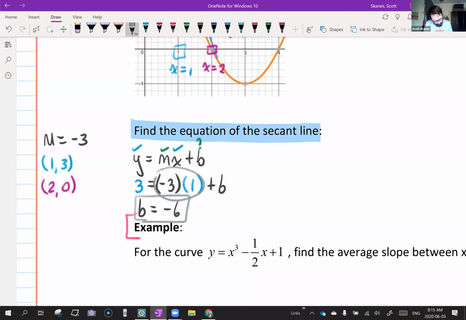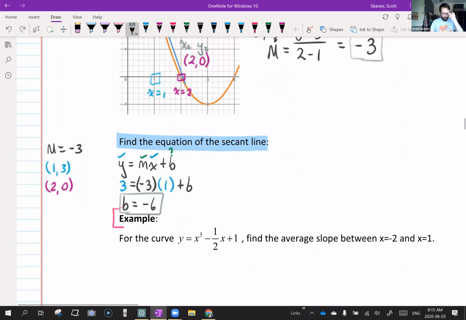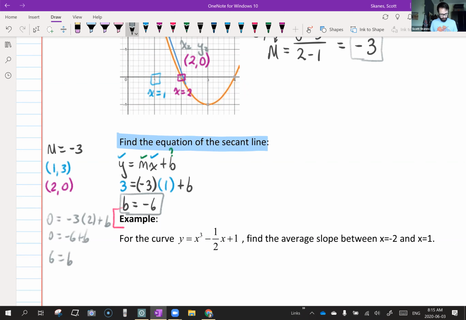Because this is -3, bring it to the other side, it adds. If you took the second pair, it would be the same. It would work out the same. You would have 0 equals -3 times 2 plus b. You'd have 0 equals -6 plus b. You'd have 6 must equal b. Okay, so they would be the exact same.